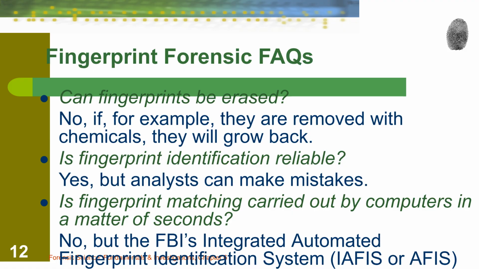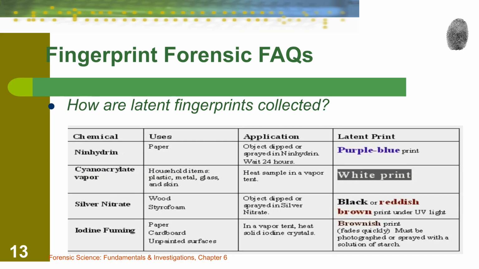Is identification reliable? Yes, but analysts can make errors. Is matching carried out quickly? Not instantly, but the FBI's IAFIS can provide a match in about 2 hours from the prints in its master file. Latent prints are collected using various chemical methods.